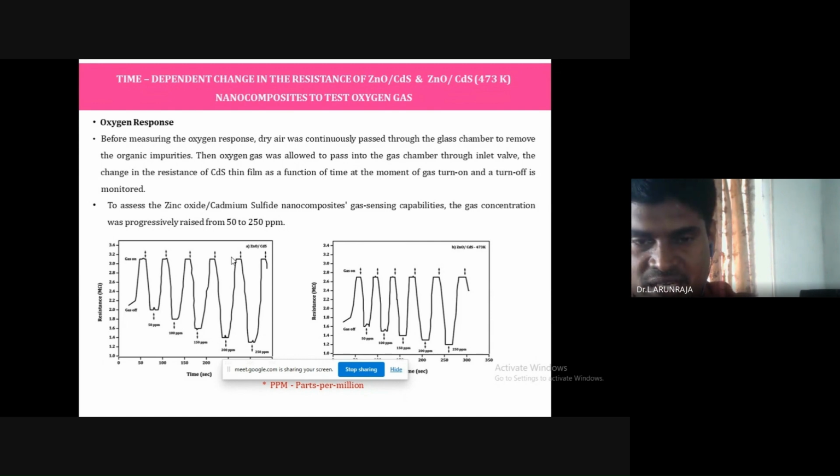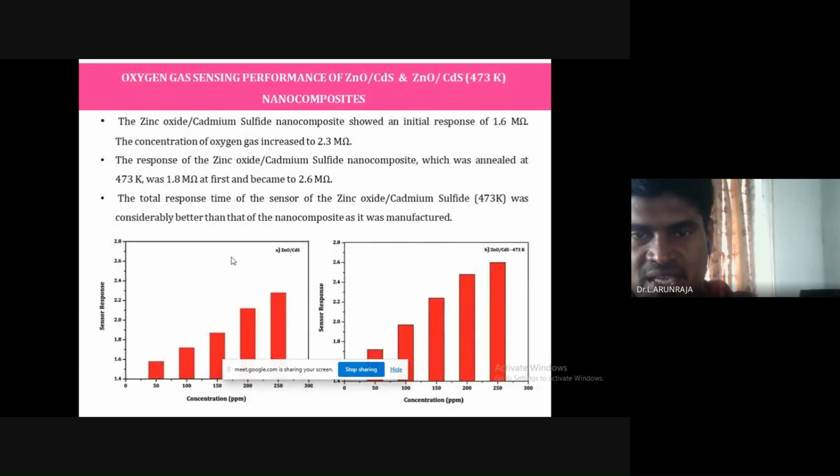That is, A is the ZnO-CdS gas sensor application and B is annealing at 473 Kelvin. Here is the gas sensing response performance. Here we note that in picture A, the ZnO-CdS response gradually increases. Initially the range is 1.6, and the sensor response gradually increases up to 2.3 megohm. After the annealing temperature, the range is between 1.8 megohm and 2.6 megohm. So before annealing the response is low, and after annealing the oxygen response is high, compared with the CdS nanoparticle.